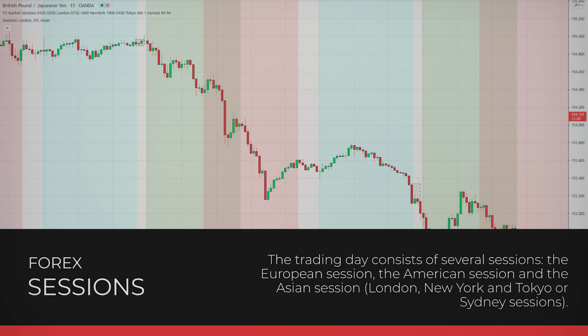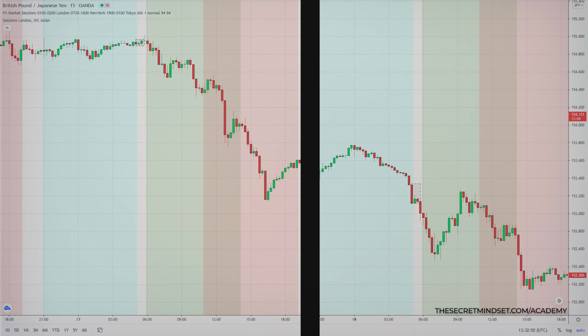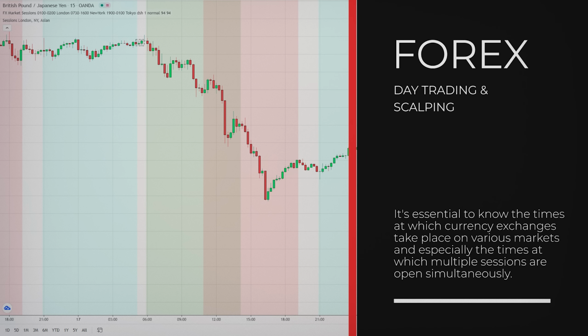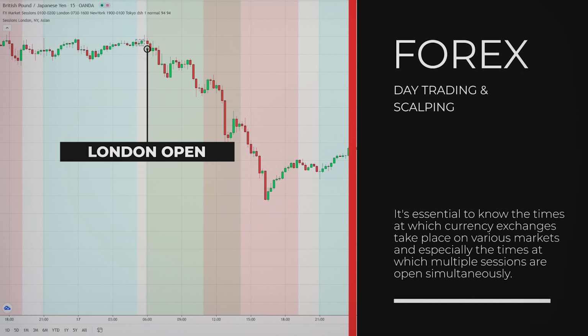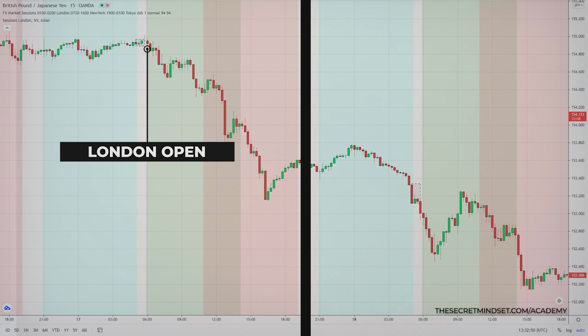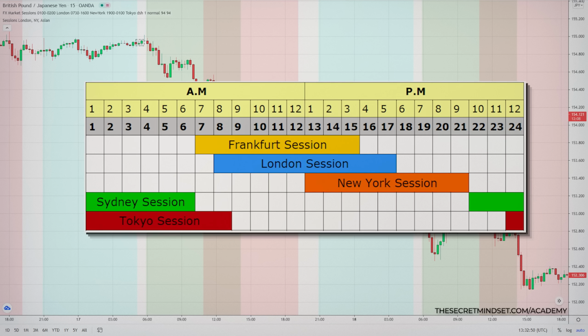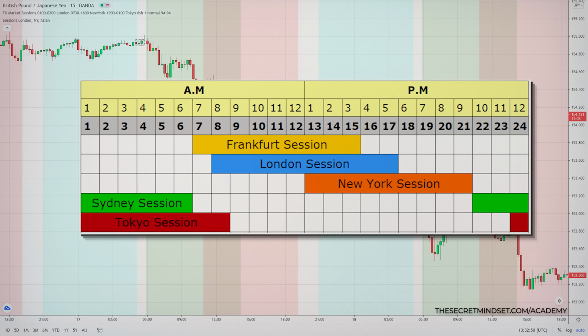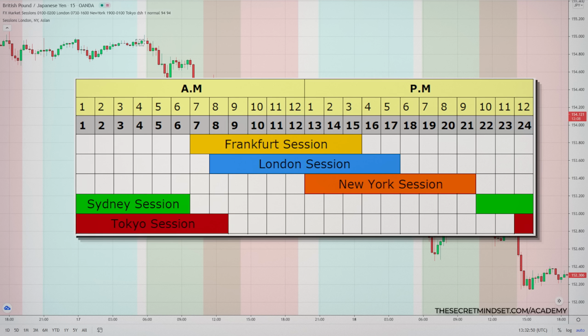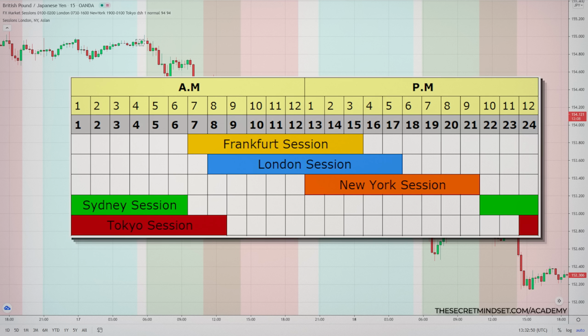The trading day consists of several sessions: the European session, the American session, and the Asian session, also known as London, New York, and the sessions in Tokyo or Sydney. For those who trade Forex, and specifically trade intraday, it is therefore essential to know the times at which currency exchanges take place on various markets, and especially the times at which multiple sessions are open at the same time. I have summarized the start and end times of the main trading sessions in London GMT time in this diagram.